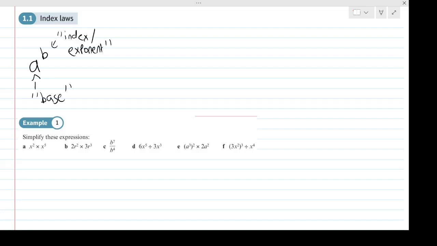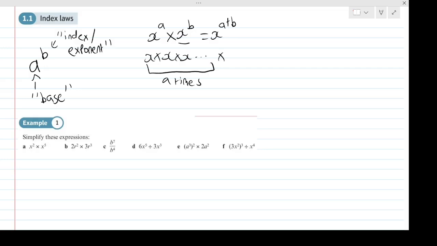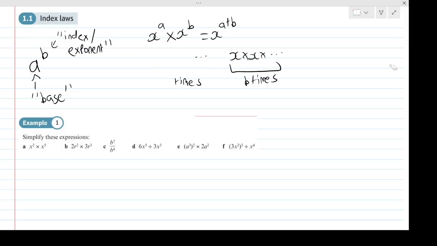And so these laws are, first of all, if we have the same base multiplied with different exponents, what you can do is just add them together. Because this is essentially saying we multiply x a times, so x times x times x and so on, for a times, and then we also multiply in x b times. And so in total, this whole product is x multiplied by itself a plus b times. Okay, so that's the whole logic behind that. But that's the rule you need to know.